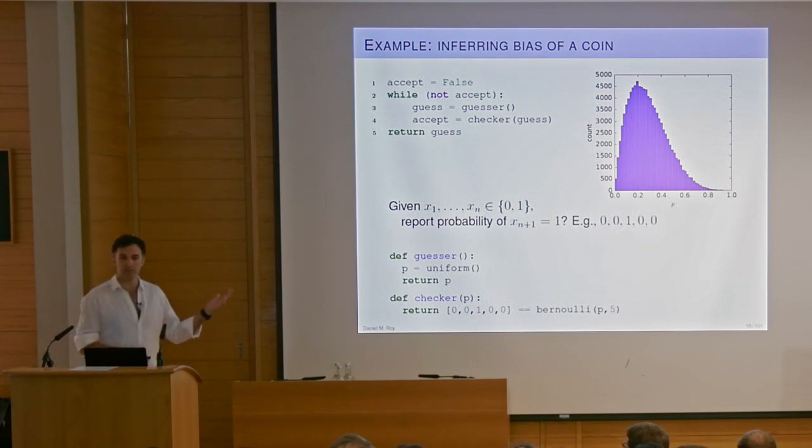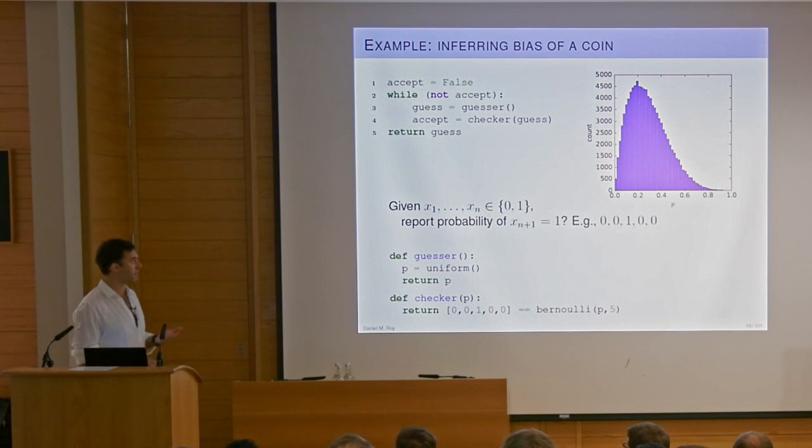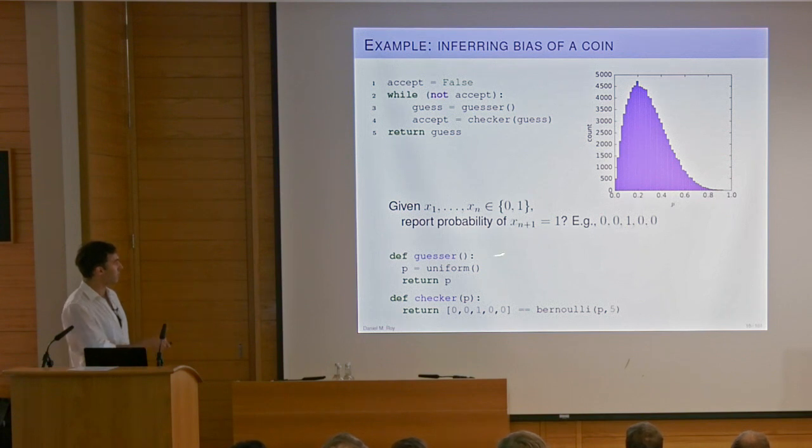This is a Monte Carlo simulation, so I'm kind of resting on the interpretation of probability here as a limiting relative frequency. So the semantics of this computation with these two procedures as guesser and checker is a distribution. This happens to be a beta distribution. I can tell you right now it's a beta 2.5 distribution.